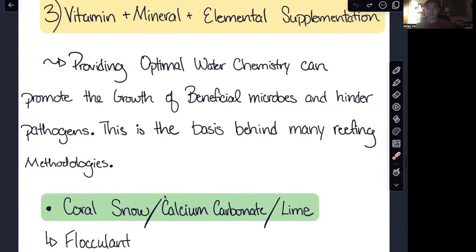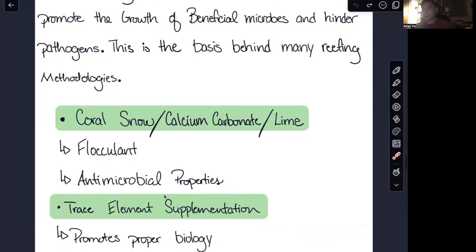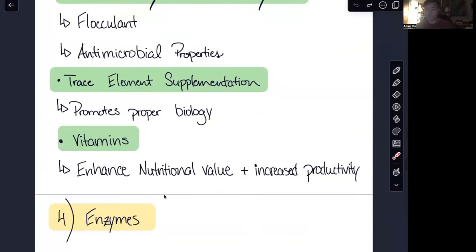But yeah, a lot of these products are added back in or used. Coral snow acts as a flocculant and has some antimicrobial properties. Trace elements are abundant in this hobby. They all promote optimal biology in their own individual way. One thing does this, one thing does that. It all does something. And vitamins enhance the nutritional value of things and also increase the productivity of the bacteria, since the bacteria need vitamins too to do some of their processes.